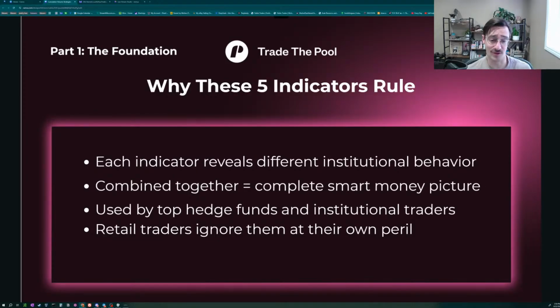So these 5 indicators are great for these reasons. They're each going to reveal a little bit of a different component of institutional trading behavior. And when you combine them together, they're going to give you a more complete smart money picture.